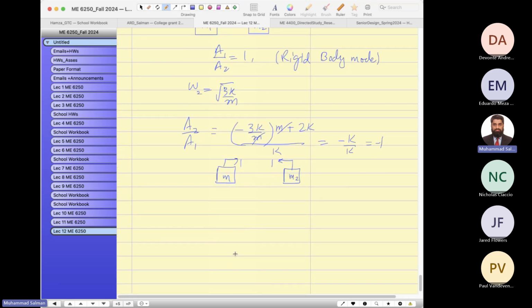So if you want to plot both modes on an axis, the first mode, when omega 1 is the smaller frequency, they are both at 1 centimeter. Suppose the initial displacement is 1 centimeter for mass m1, and for m2 the amplitude is also 1 centimeter. And if we want to draw the second mode, which is square root 3k over m, one mass moves 1 centimeter, the other mass moves 1 centimeter below the mean position, so there will be a node here. So let me grab the picture here.